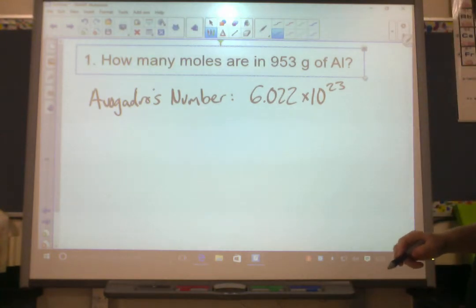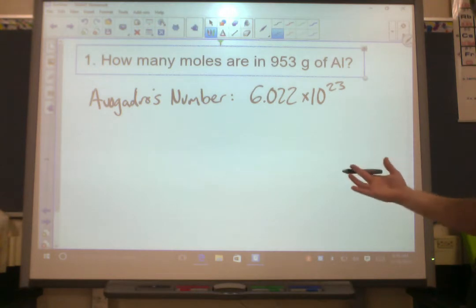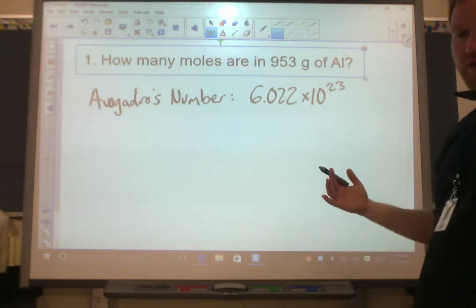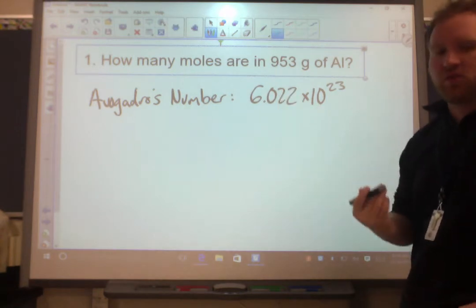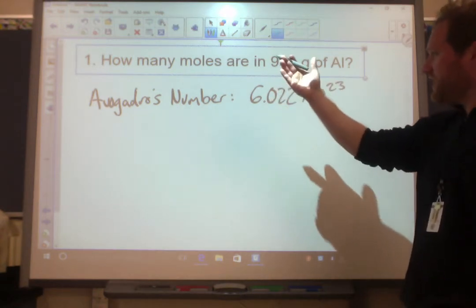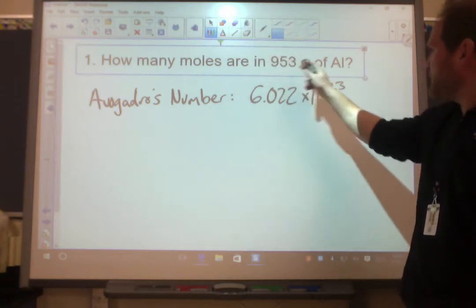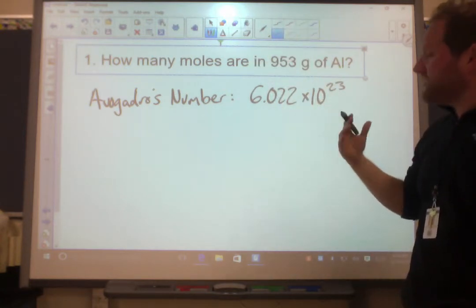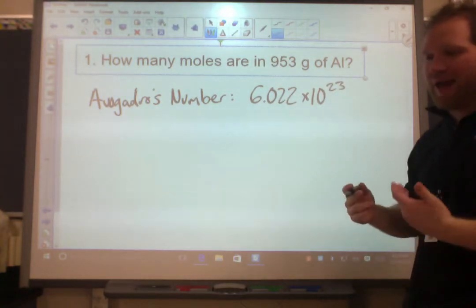Now what Avogadro's number means is the number of particles in a mole of something. It would be sort of like how a dozen is 12. So a dozen of something is 12 of that. Well, a mole is Avogadro's number of something. So if I say how many moles are in this many grams, basically what I want to find out is how many times I have this many aluminum atoms.